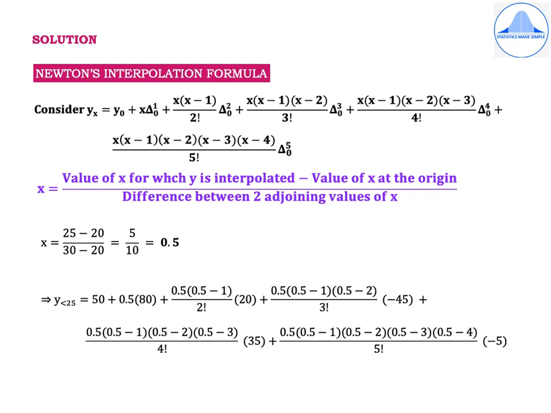by the difference between two adjoining values of x, which is x equal to 25 minus 20 divided by 30 minus 20, which is equal to 5 divided by 10 or 0.5, which implies y less than 25 equal to 50 plus 0.5 into 80 plus 0.5 into 0.5 minus 1 by 2 factorial into 20 plus 0.5 into 0.5 minus 1 into 0.5 minus 2 divided by 3 factorial into minus 45 plus 0.5 into 0.5 minus 1 into 0.5 minus 2 into 0.5 minus 3 by 4 factorial into 35 plus 0.5 into 0.5 minus 1 into 0.5 minus 2 into 0.5 minus 3 into 0.5 minus 4 divided by 5 factorial into minus 5.